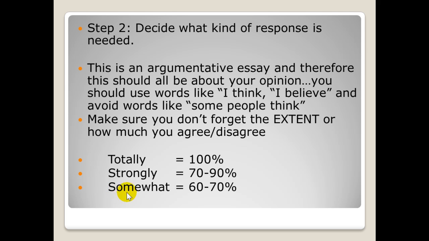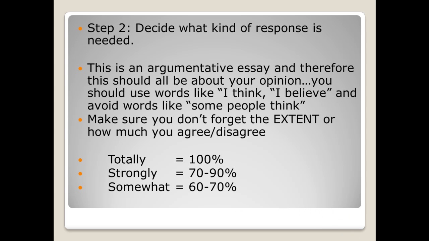And then with a somewhat agree or disagree, that means we can support one of the sides about 60 to 70%, maybe have a very large paragraph, or probably even better 2 paragraphs to support the reason why we agree or disagree, and then one smaller paragraph about the other side, whether it was agree or disagree. Depends on what you've chosen for your essay.